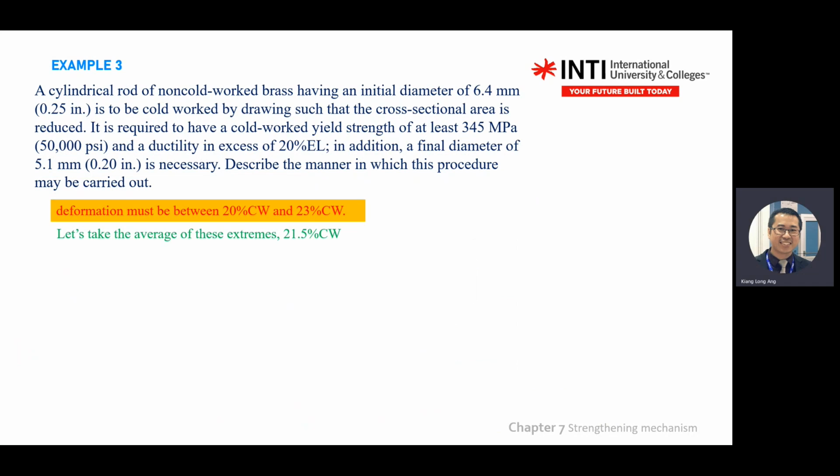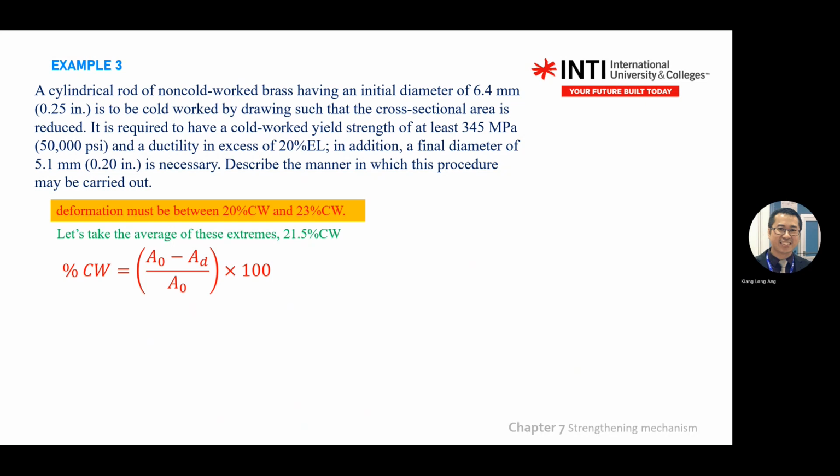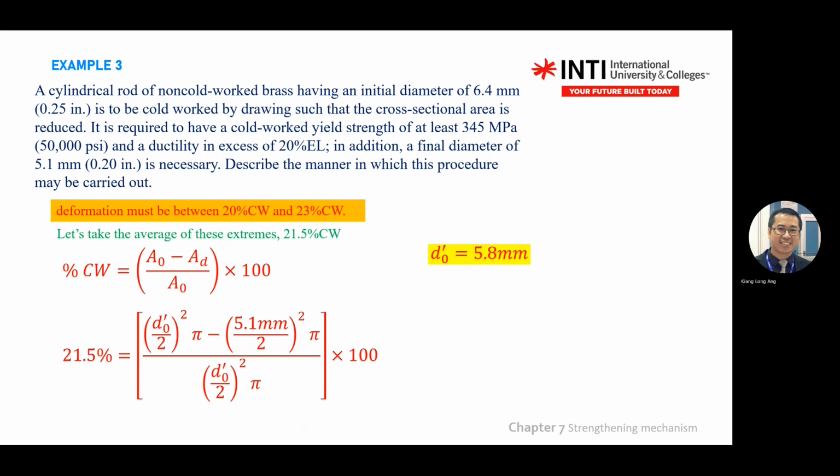We take the average, which is maybe 21%, 22%. Then you do the co-work calculation, right? You have the final diameter, you cannot change already. So what you can change is the original one. So you have one unknown to solve here. You fit in this one, the A0 you need to find. A0, you find the original diameter. You find the original diameter is 5.8.